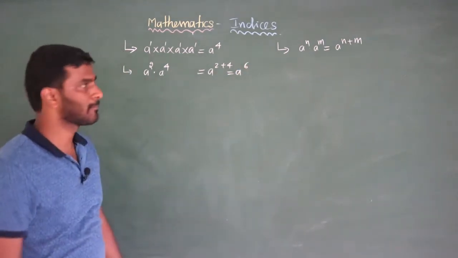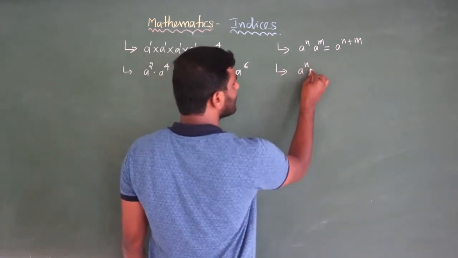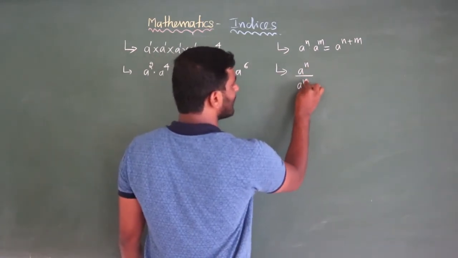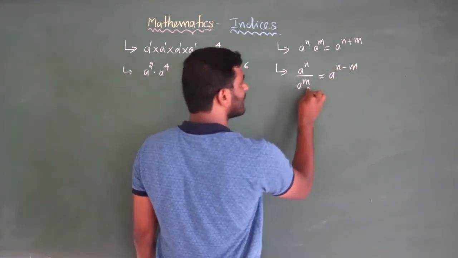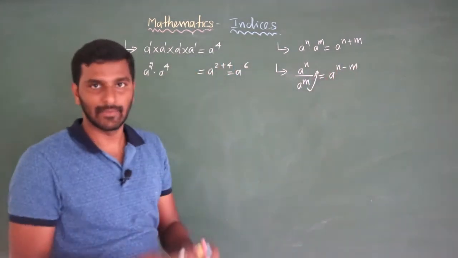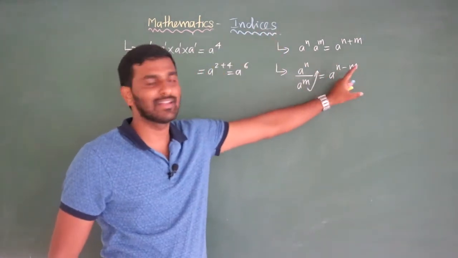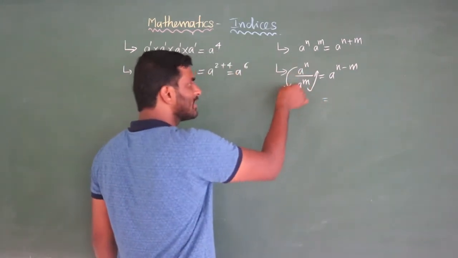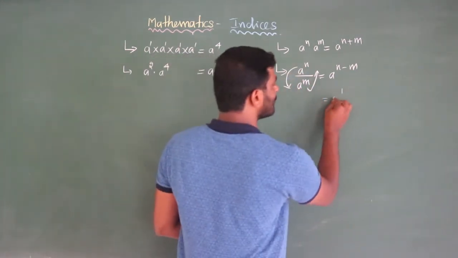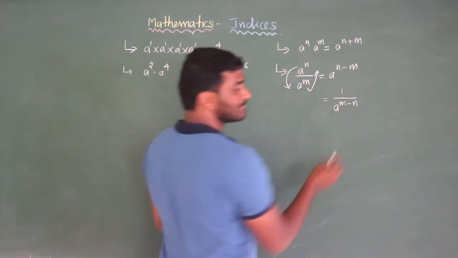Hence, the answer is a to the power of 6. Good. And the second formula: a to the power of n divided by a to the power of m is equal to a to the power of n minus m. If we take a to the power of m to the numerator, we get minus m. And also, if you take the numerator to the denominator, we get 1 divided by a to the power of m, as it will get minus n.